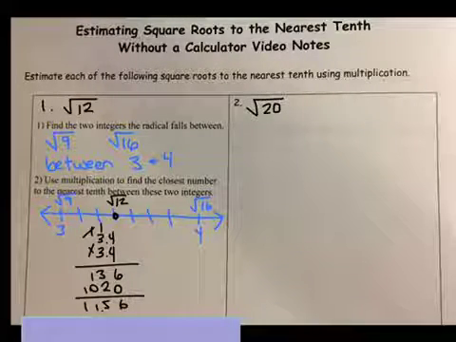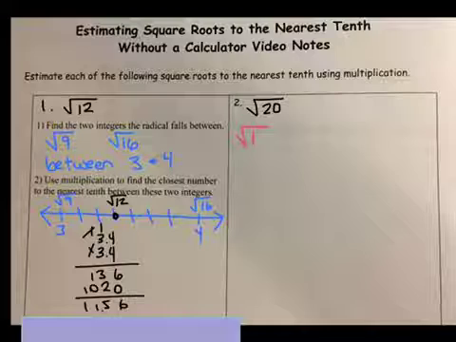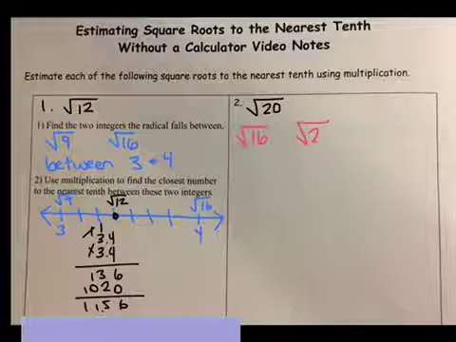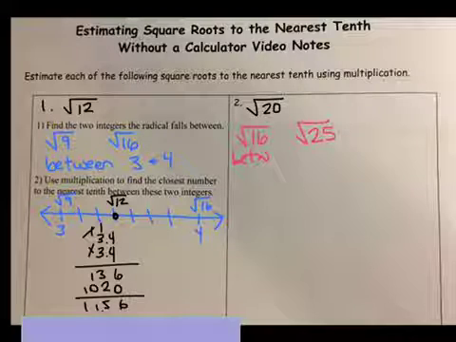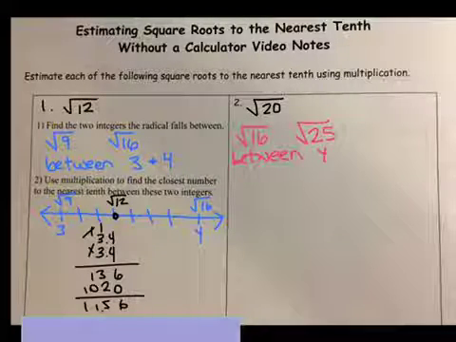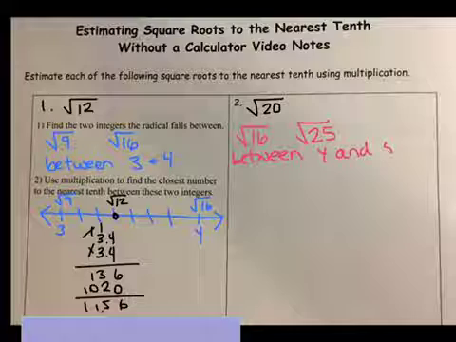Alright, so now moving on to example 2, the square root of 20. First thing we're going to do is find the two integers the radical falls between. So it falls between the two perfect squares, 16 and 25. So I know my answer is between the integers 4 and 5.